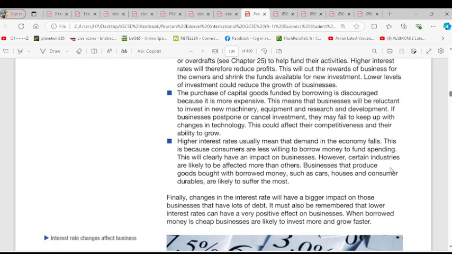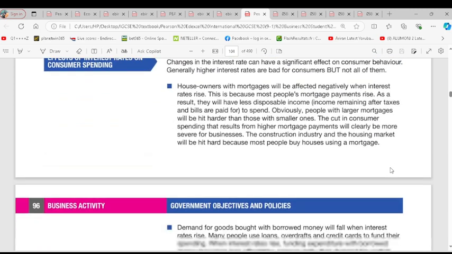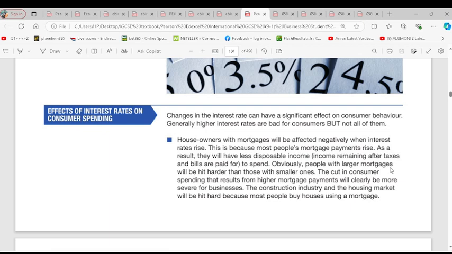Very clear. High interest rates usually mean that demand in the economy will fall. A high interest rate means people cannot borrow money. As a result, spending would fall in the economy. Why? When interest rate is high, people will not be able to borrow money to buy things, so they will cut their spending. People will save more than buy, to enjoy the interest rate. Is it clear? Yeah, clear.